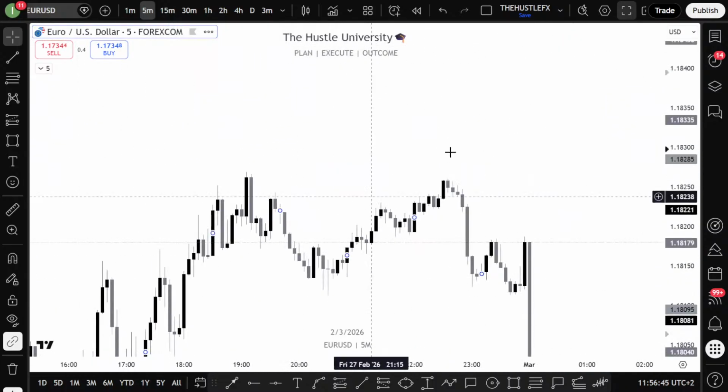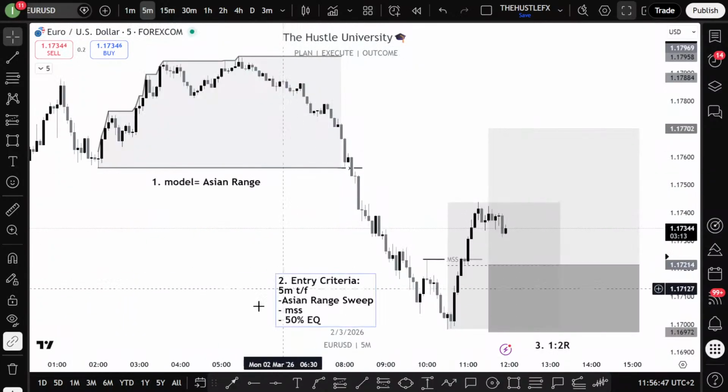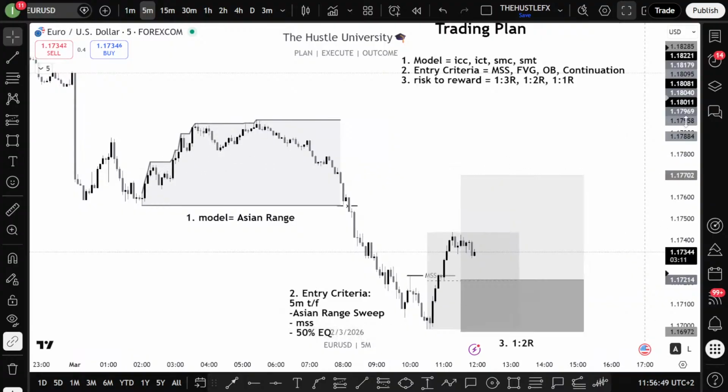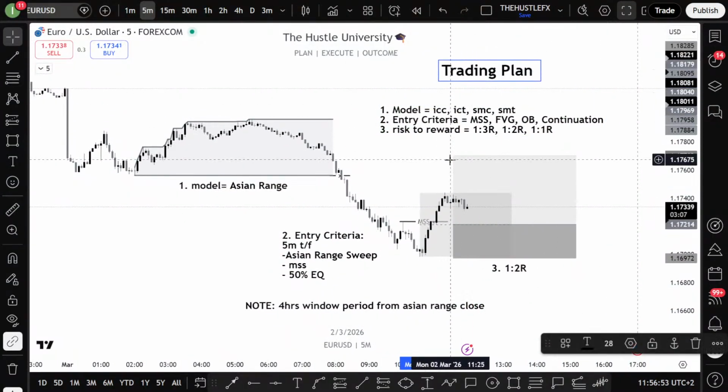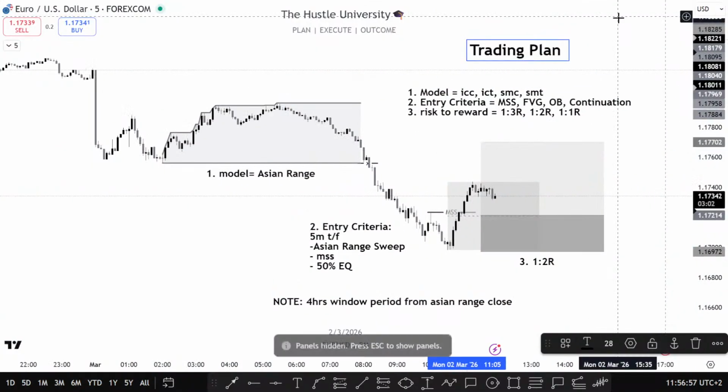Have a strict process, man. Adhere to your own rules. And then as you can see, like I always say, this is something that you guys might want to screenshot.